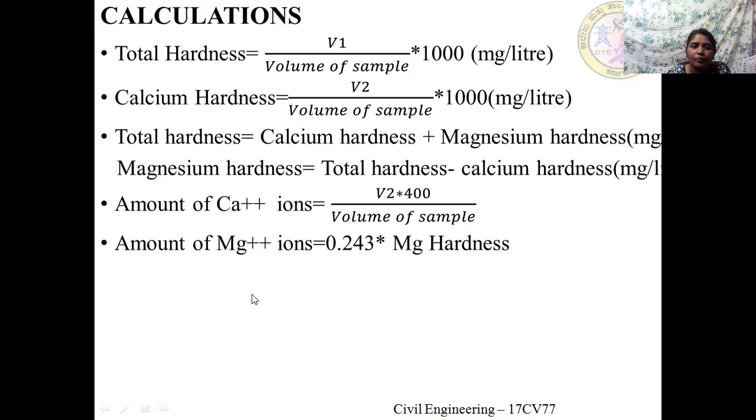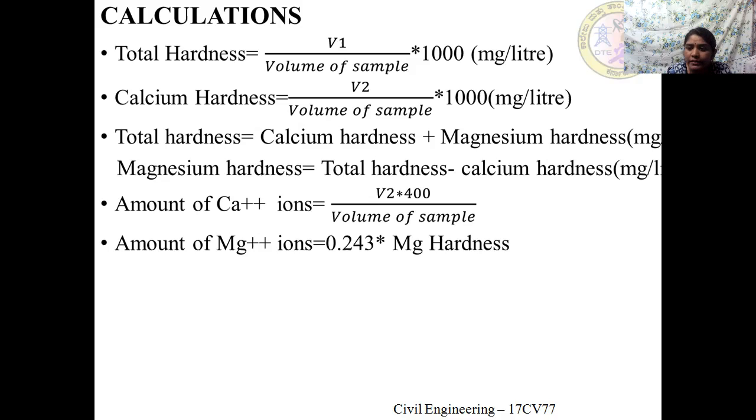We also determine the amount of calcium ions and magnesium ions using the formula where V2, the volume of titrant added for calcium hardness, into 400 divided by volume of sample gives calcium ions, and magnesium ions are determined by multiplying magnesium hardness into 0.243. In this way, we are going to find out the total hardness of water.